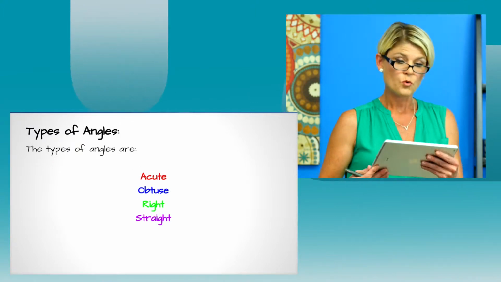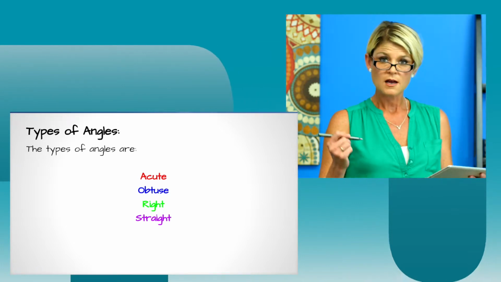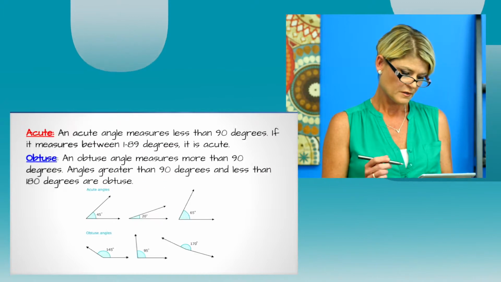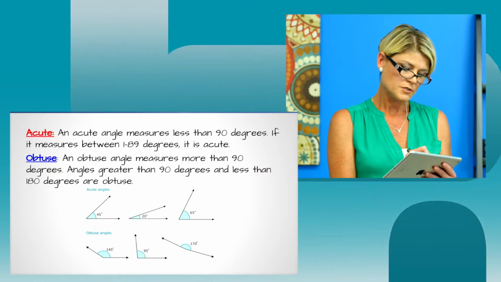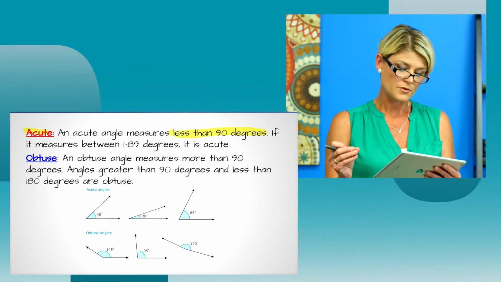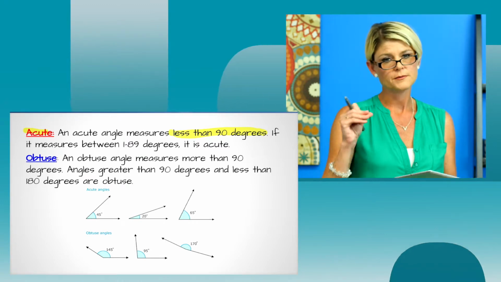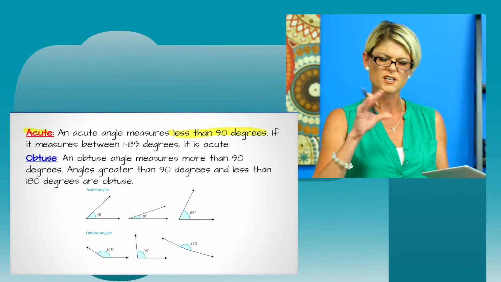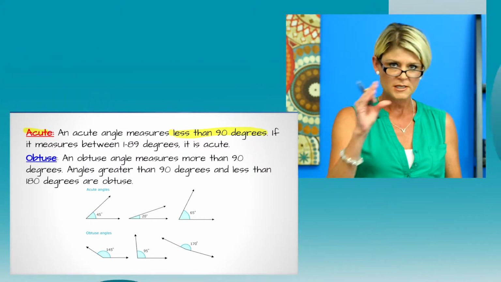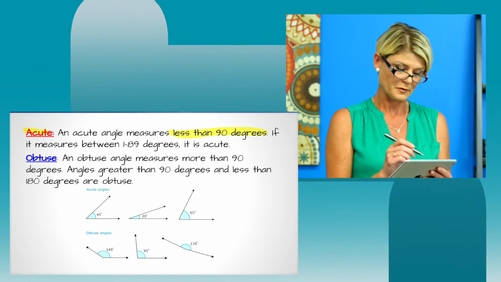All right, so we're going to be talking about the following types of angles. We're going to be talking about acute, obtuse, right, and straight angles. Starting with acute. An acute angle measures less than 90 degrees. If it measures between 1 and 89 degrees, it is acute. When I was in geometry, I always used to think about the word cute and what is cute, that little babies are cute. So if it's less than 90 degrees, it's smaller, it's acute, it is an acute angle. Maybe that'll help you too.